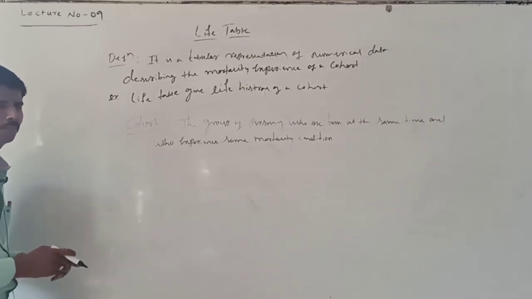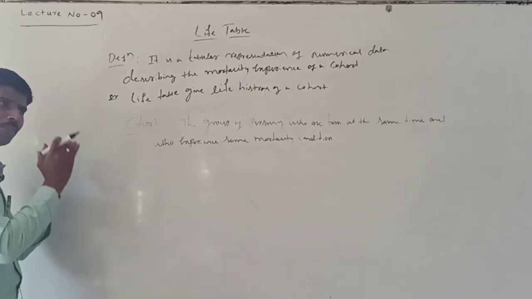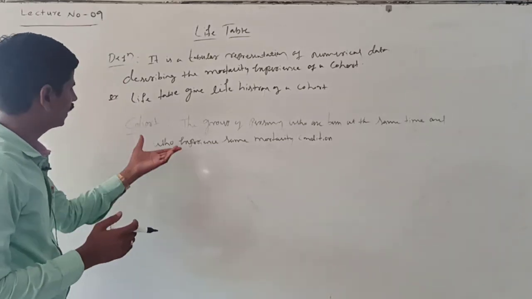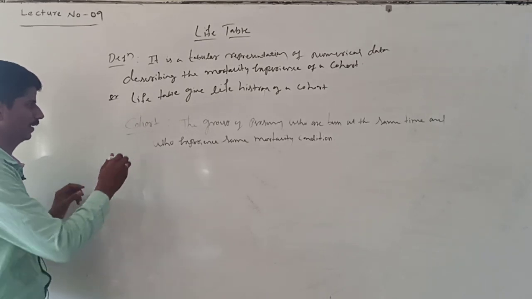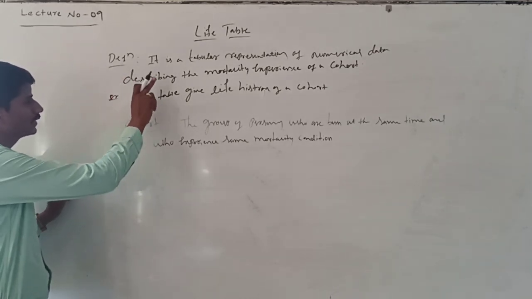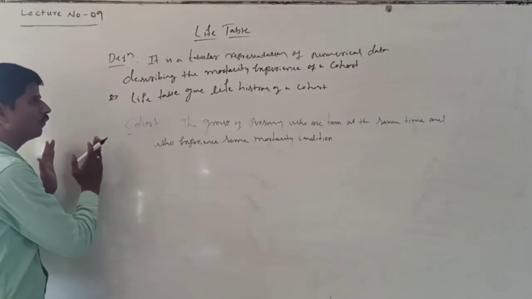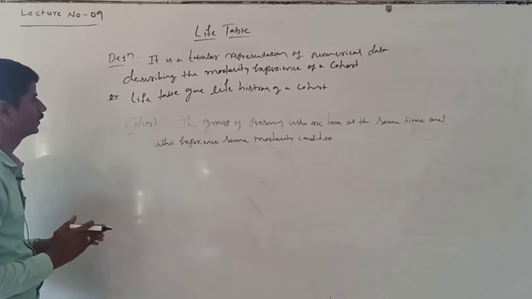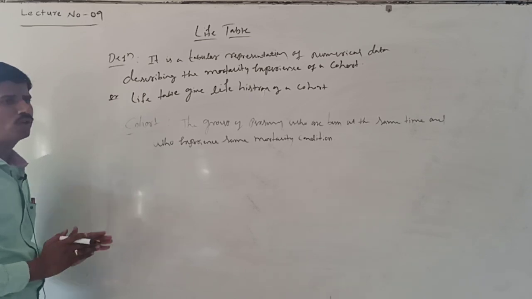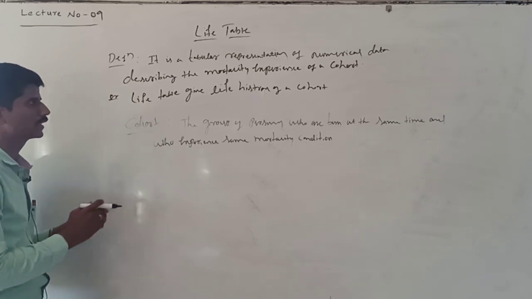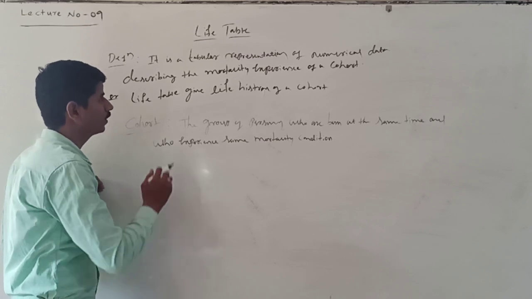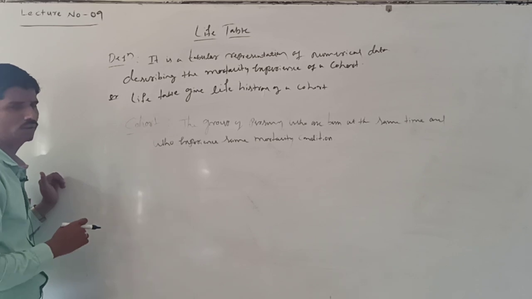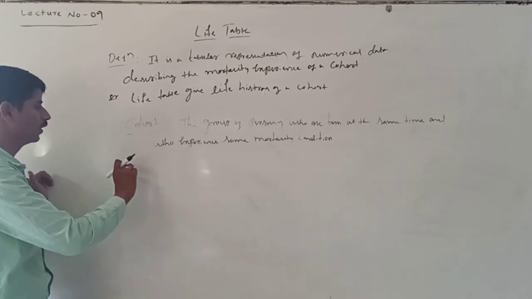The group of persons who are born at the same time and who experience the same mortality condition is called as a cohort. Okay, here what is life table? It is a tabular representation of numerical data describing the mortality experience of a cohort. Here you have to prepare a table for cohort, for example for the age group 0 to 5.